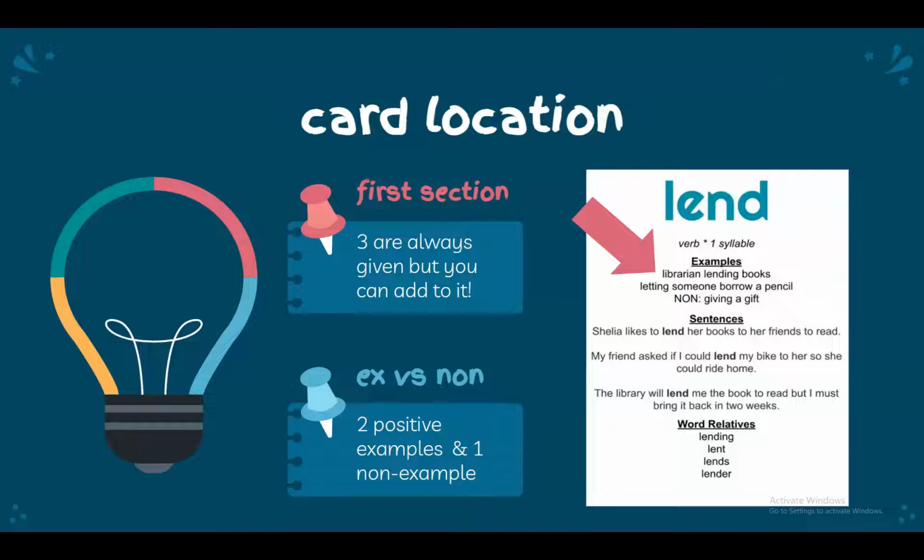All right, so let's talk about where these examples are on your card. They are on the back side of your card, under the heading of examples. There are always 3 given, but of course you can add to that as well. If you have more examples or want to keep playing the example game, then feel free. There will always be 2 good examples or positive examples and 1 non or negative example. I like to switch them up during my presentation so students aren't relying on the pattern, but are rather listening and seeing which ones are true examples and which ones are non.